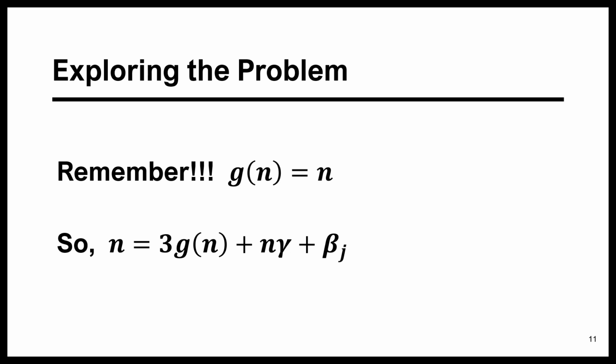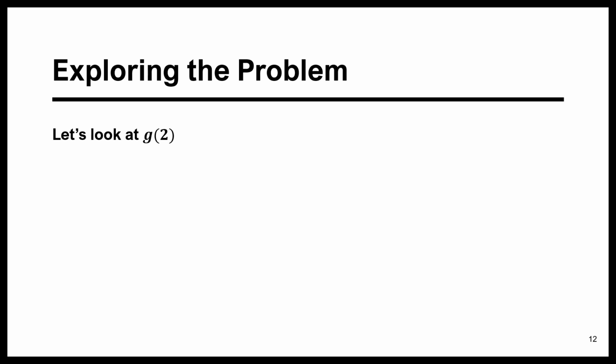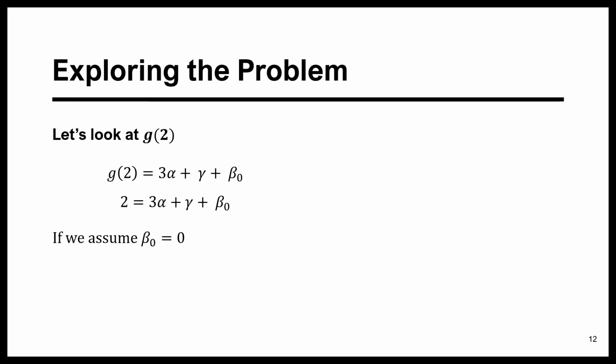So let's explore the problem a little further and remember that g(n) needs to be equal to n. So n must be equal to 3g(n) + nγ + β_j. So let's look at g(2). So g(2) equals 3α + γ + β_0. So let's make just regular old 2 equal that equation. And I think it is reasonable to assume that β_0 equals 0. So let's just let β_0 equal 0. So 2 is equal to 3α + γ + 0.